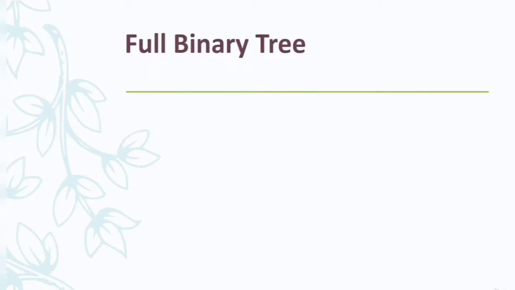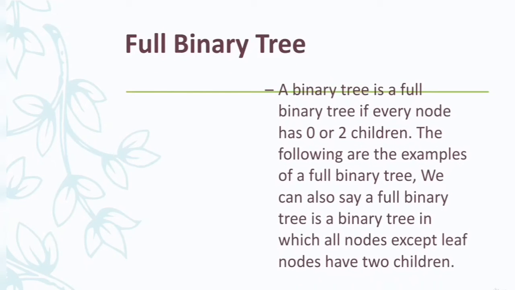So let's move forward and see what a full binary tree is. A binary tree is a full binary tree if every node has 0 or 2 children. The following are examples of a full binary tree. We can also say a full binary tree is a binary tree in which all the nodes except leaf nodes have 2 children. Or in simple words, if a tree has the degree of every node as either 0 or 2, then it is called a full binary tree.